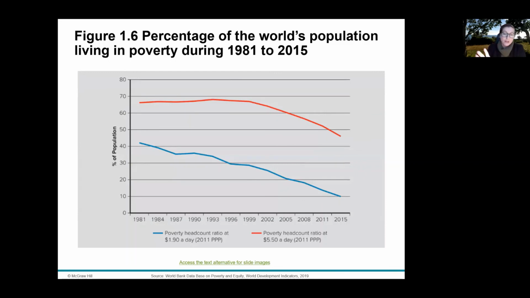This graph is showing us that poverty has actually decreased from the early 80s to the current day. And we can see that if we consider the people that are living on less than $2 a day on the blue line, and the percentage of population living on less than $6 a day at the red line.